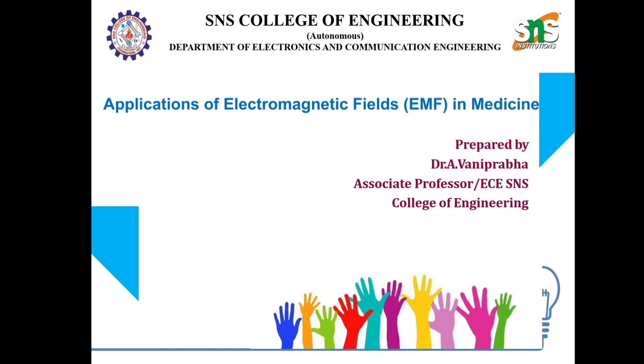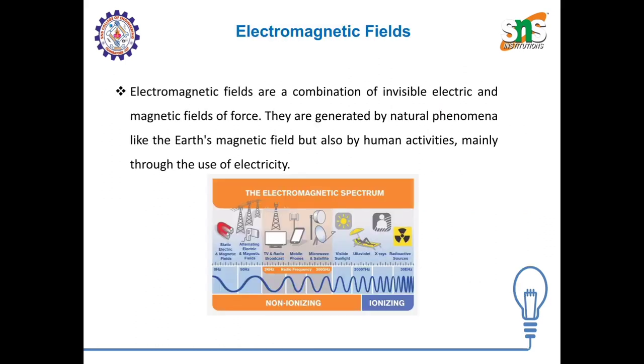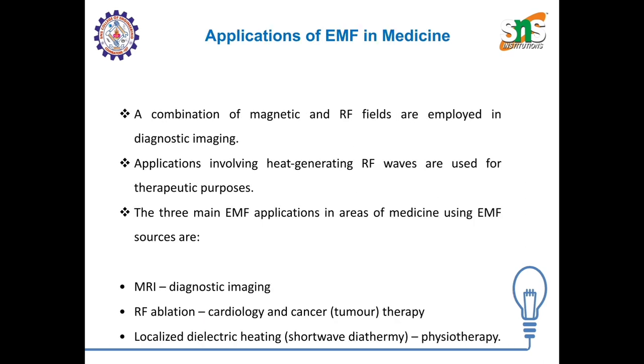Today I am going to share a few applications of electromagnetic fields. First, let's see what an electromagnetic field is. It is a combination of invisible electric and magnetic fields of force. They are generated naturally, like Earth's magnetic field, and also by human activities, mainly through the use of electricity. The combination of electric and magnetic fields is employed in many applications.